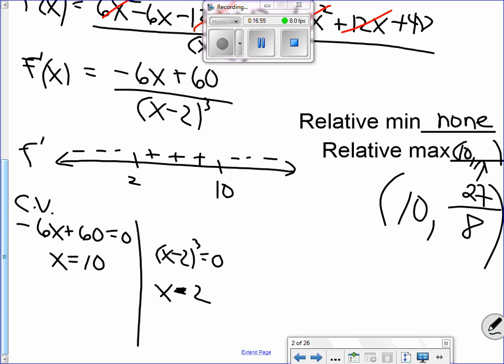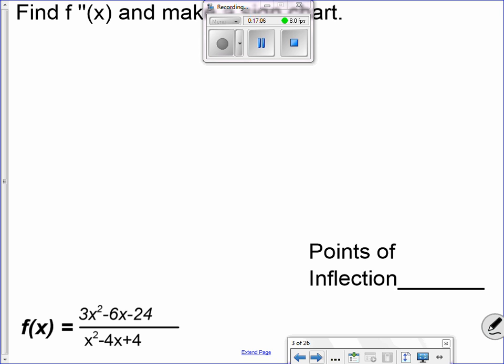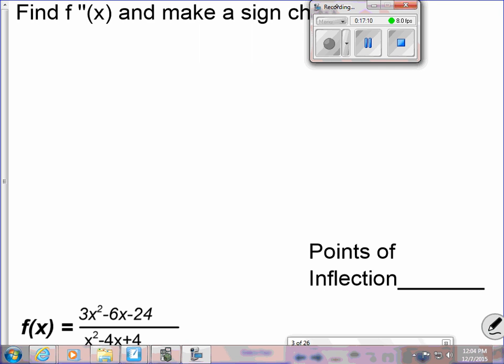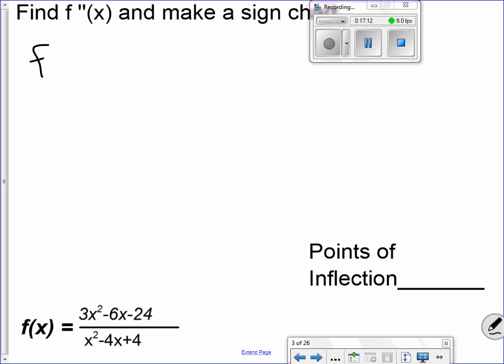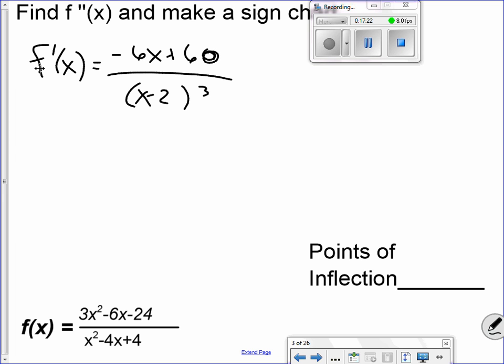Okay, well, that's an important point along with our intercepts, but we have to go for the point of inflection because that could be an important point too. So let's get the second derivative. We're going to use the first derivative as negative 6x plus 60. Let me get to the next page. And then we have x minus 2 cubed.